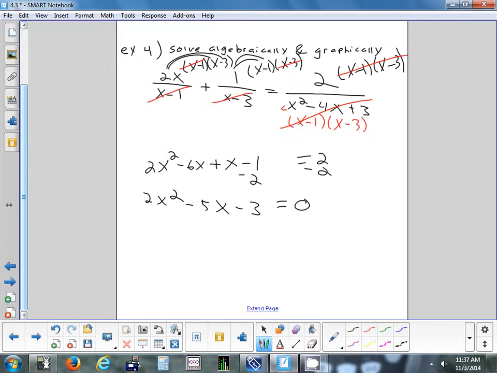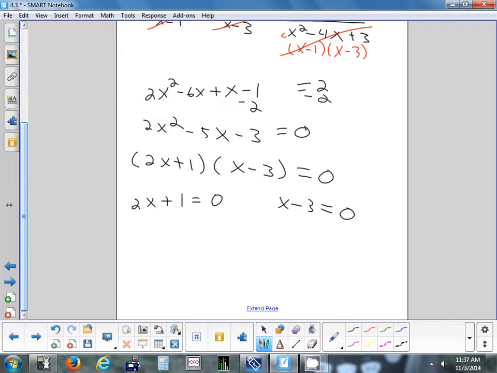Okay, and I think this will factor. It's going to factor as 2x plus 1 times x minus 3. Let's check it. It's 2x squared, minus 6 plus 1 is minus 5, and yeah, that's how it factors. What do I do with each individual factor now? Yep, set each factor equal to 0. So the first one is 2x plus 1 equals 0. And the other one, x minus 3 equals 0.